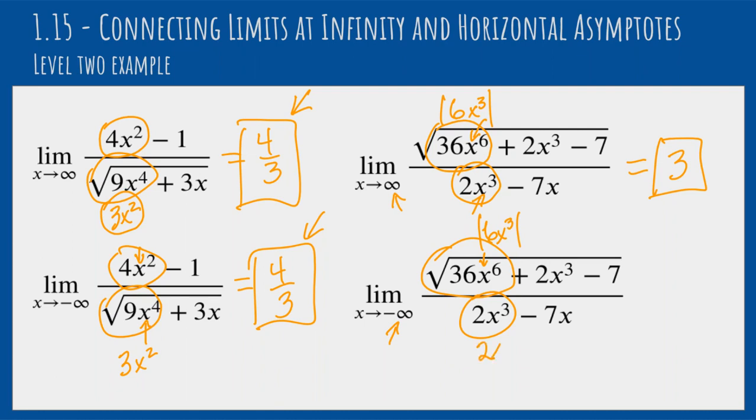So in the denominator, we have 2x cubed dominating. I don't really need to write that again. But that's going to be a negative value because x is a negative number. So a negative to the third power is going to be negative, which means that we have a positive 6 on top and a negative 2 on the bottom, and that's going to give us a limit of -3.